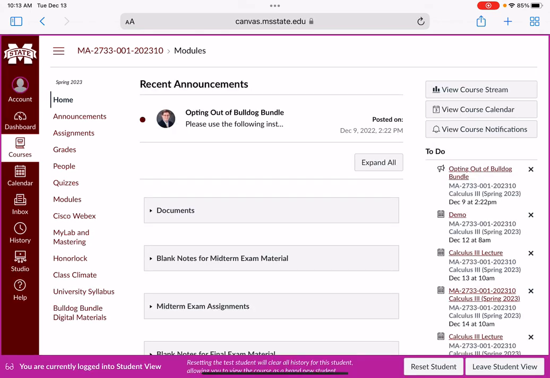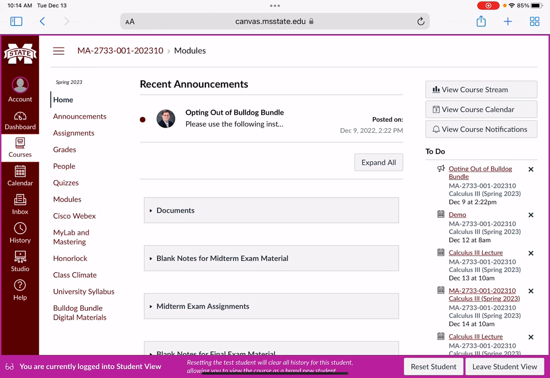So when you log in and you want to get registered for MyLabs Math, which was required for everybody, if you took Calculus 2 here at Mississippi State this past semester, you should be used to this. But what y'all will notice is that there is a MyLab and Mastering link on the left. That is how you will actually have to register.